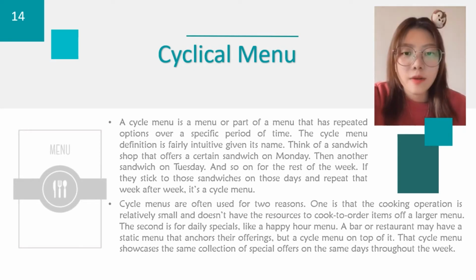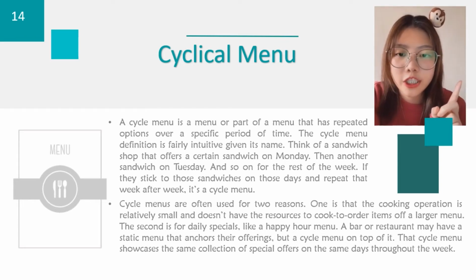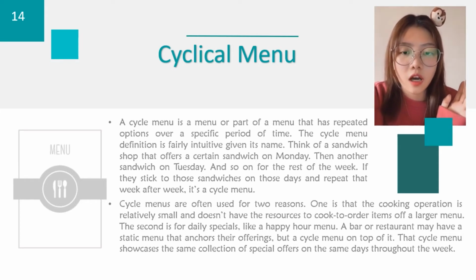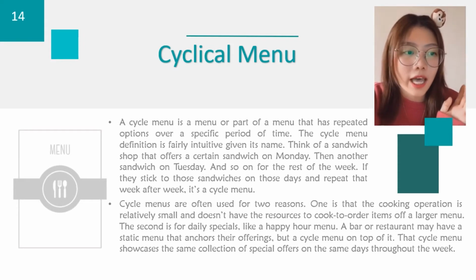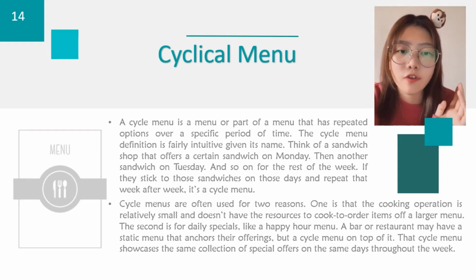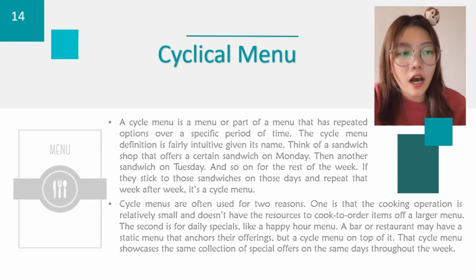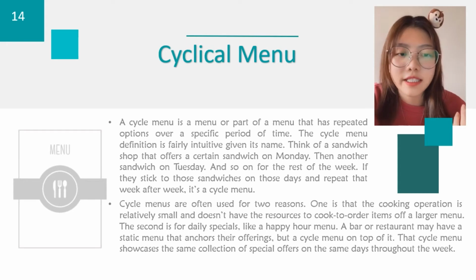Cycle menus are often used for two reasons. The first one is the cooking operation is relatively small and we don't have enough resources to cook to order off a larger menu. The second one is for daily specials like a happy hour menu, and a bar or a restaurant may have a static menu that adjusts their offerings, with a cycle menu on top of it. So the cycle menu showcases the same collection of special offers on the same days throughout the week.